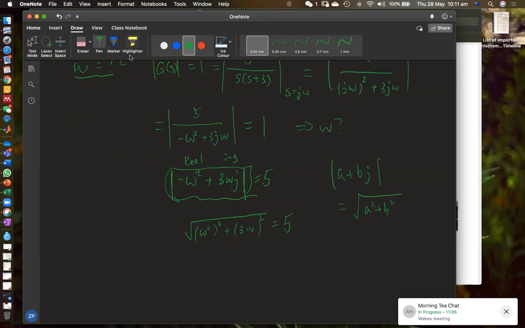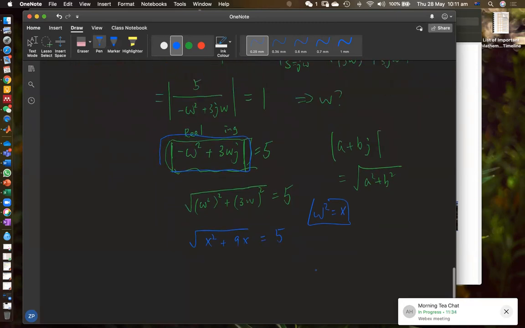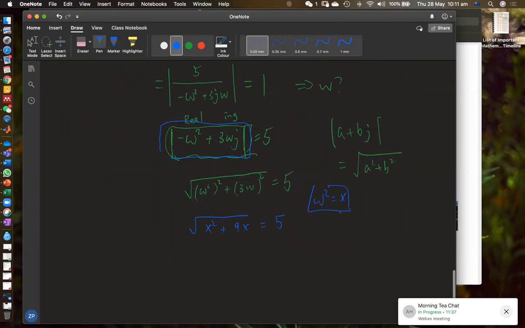So this bottom thing, this whole thing, needs to have the value equal to 5. If you say omega squared is x, this becomes the square root of x squared plus 9x equal to 5. So it's a quadratic equation. We know this x must be positive, so we only look at the positive solution, since omega is positive. This gives you the solution of omega equal to, I think, 1.5.